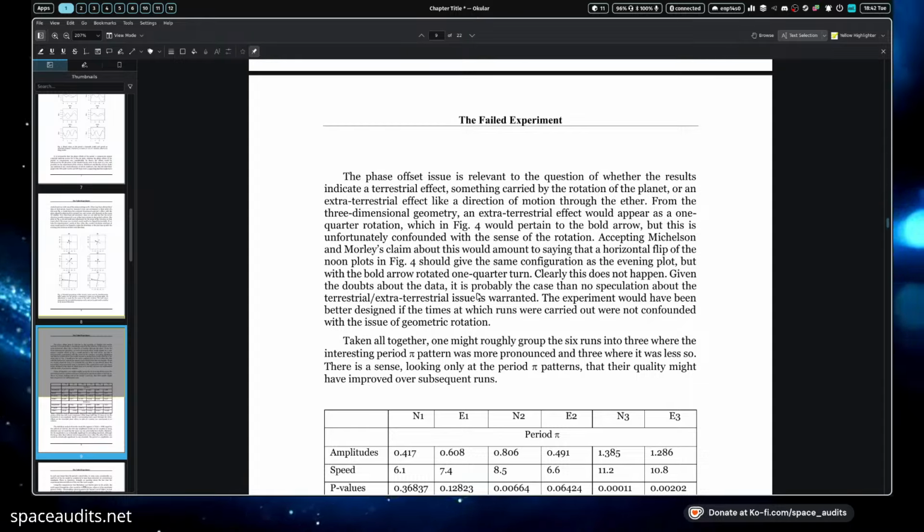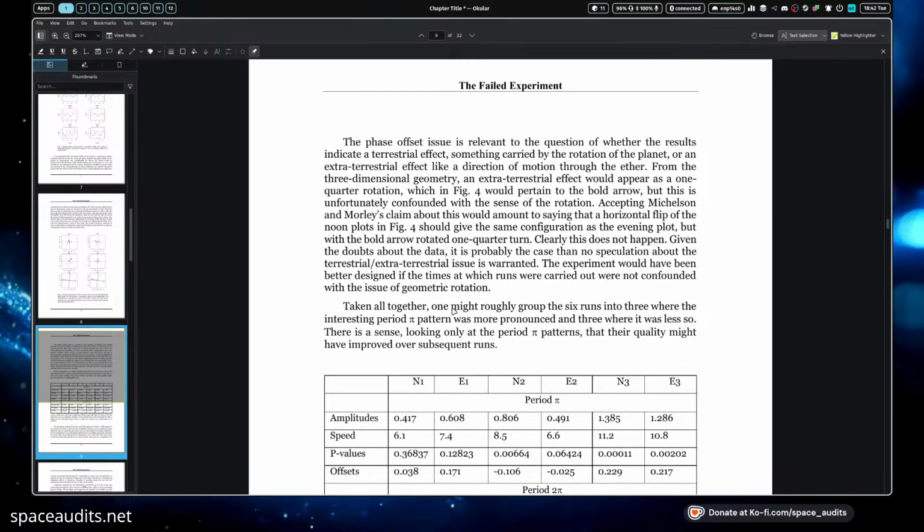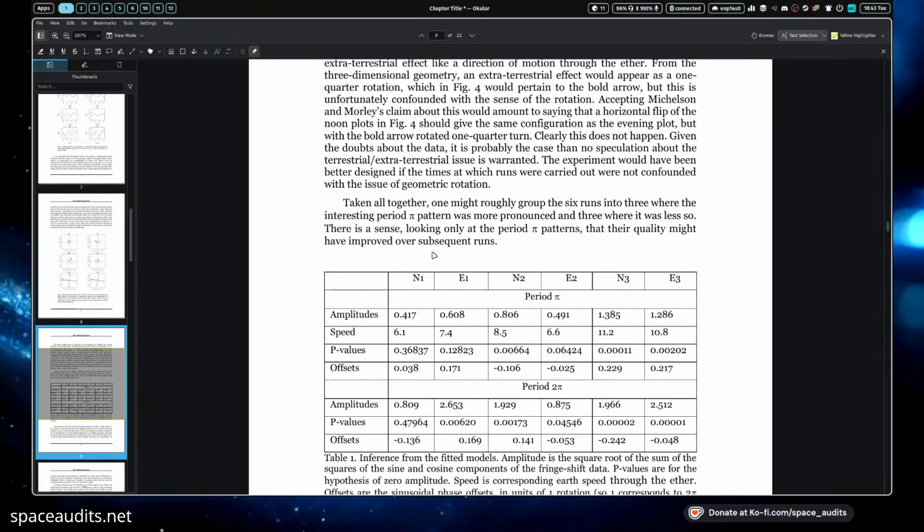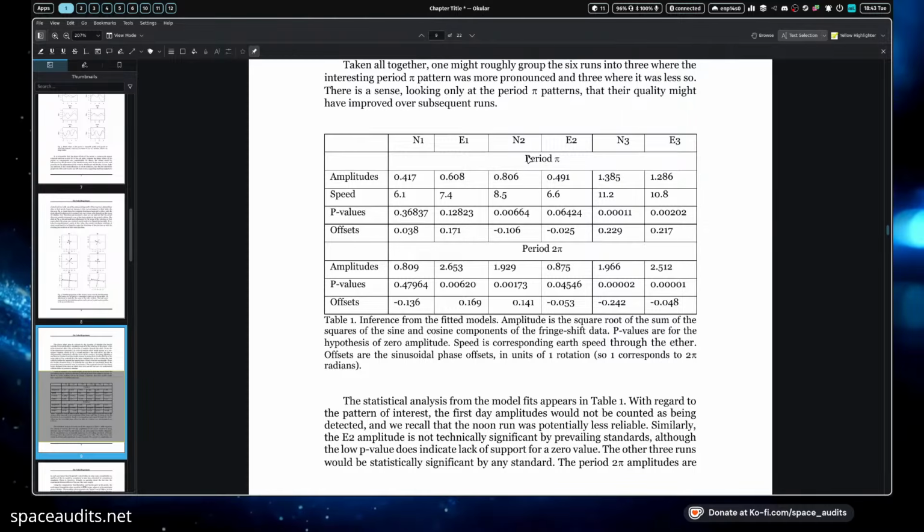The experiment would have been better designed if the times at which the runs were carried out were not confounded with the issue of geometric rotation. Altogether, one might roughly group the 6 runs into 3 where the interesting period pi pattern was more pronounced, and 3 where it was less so. There we go. In a sense, looking at the period pi patterns, their quality might have improved over subsequent runs.